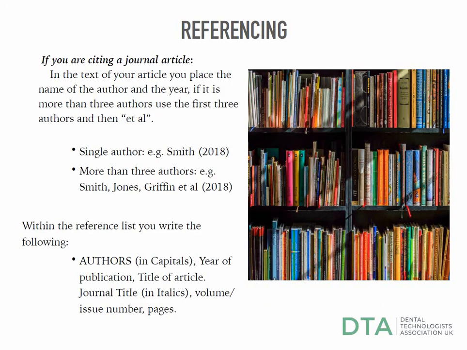If you are citing a journal article, in the text of your article, you place the name of the author and the year. If it's more than 3 authors, use the first 3 names and then et al. Follow the example as shown within this presentation. But please remember, not all articles require references, especially if it's a step-by-step case study or a personal communication.